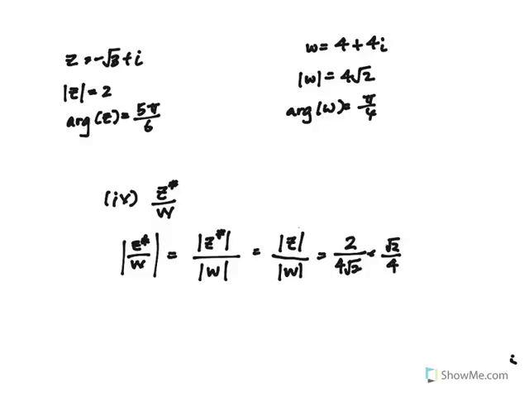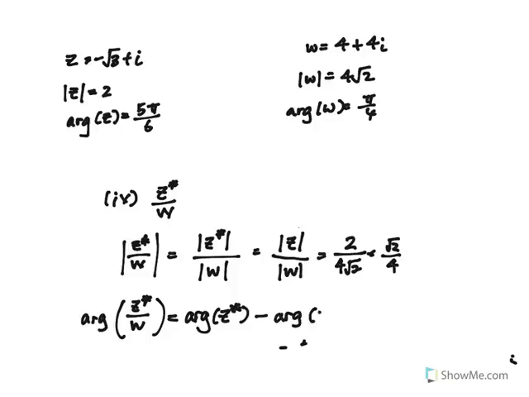Next up, what about the argument of z asterisk over w? The argument of z asterisk over w is the same as the argument of z asterisk minus the argument of w. Remember, the argument of a quotient is the same as the difference between the two arguments. And the argument of z asterisk, again, is the same as the negative of the argument of z. I hope you know this. If you don't, go and look at my previous video. Then it's minus the argument of w.